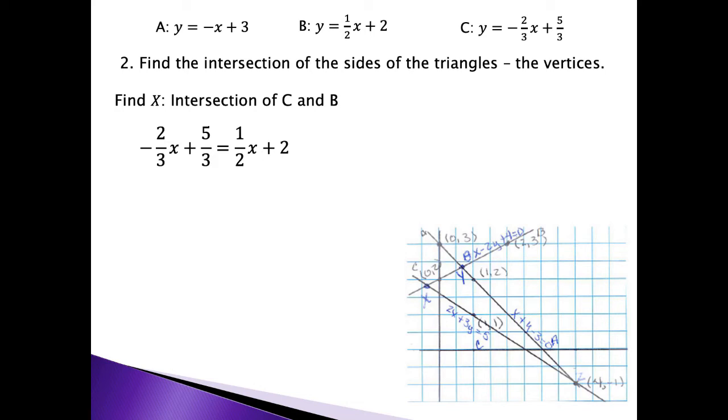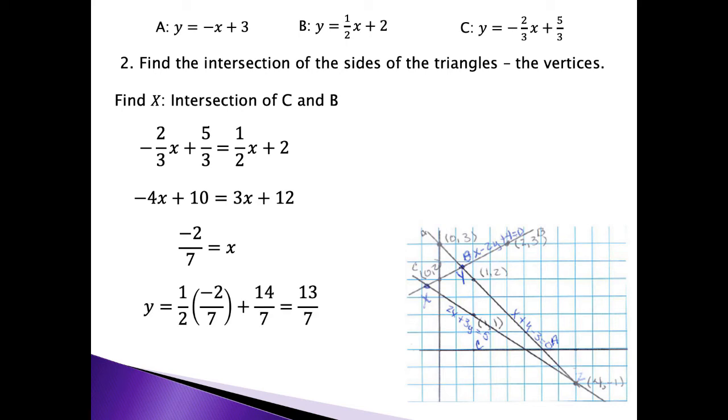So we're going to set negative 2/3 X plus 5/3 equal to 1/2 X plus 2. Multiply both sides by 6 and we get negative 4X plus 10 equals 3X plus 12. So we find X equals negative 2/7. Then to find Y, we have 1/2 times negative 2/7 plus 14/7 gives us 13/7. So X is the point (negative 2/7, 13/7).